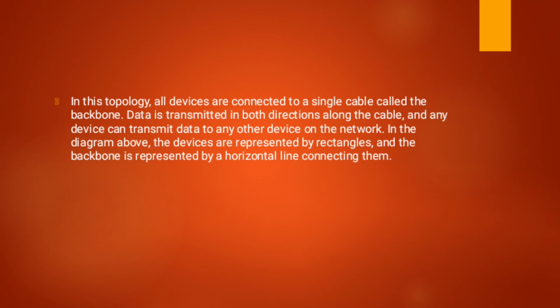In this topology, all devices are connected to a single cable called the backbone, just as we have seen before. Data is transmitted in both directions along the cable, and any device can transmit data to any other device on the network. In the diagram above, the devices are represented by rectangles and the backbone is represented by a horizontal line connecting them.